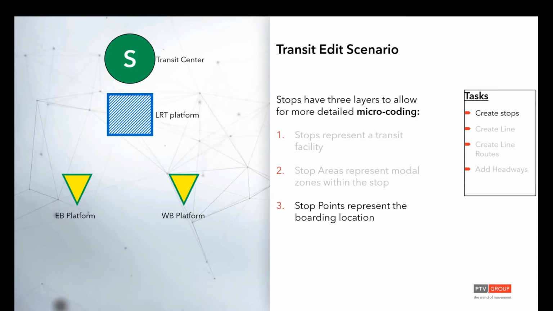Then within each modal zone, there is an object called a stop point, which represents a boarding location. Each link in Visum has two directions to it. So you can either place a stop point on the center of the link, meaning that it can be serviced by both directions, or maybe you have a stop point on one side or the other that can only be serviced by one direction or the other. So the stop points can be placed either on the center of a link or on the sides of those as well.